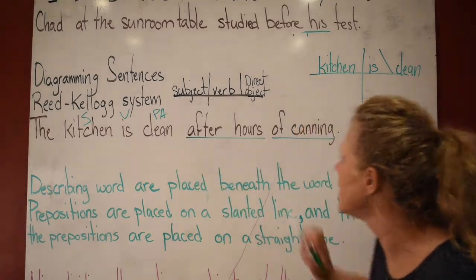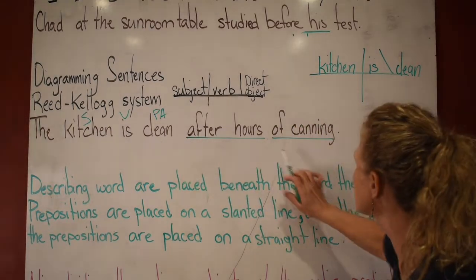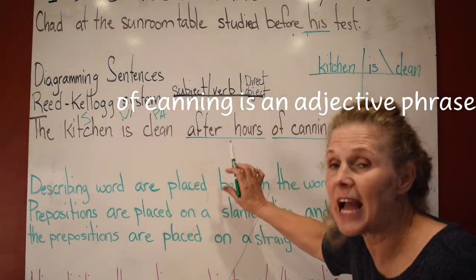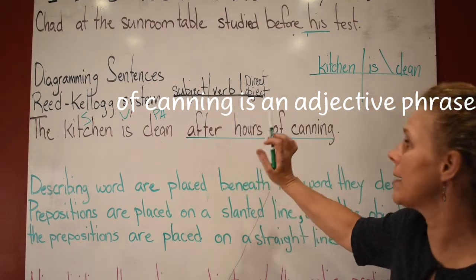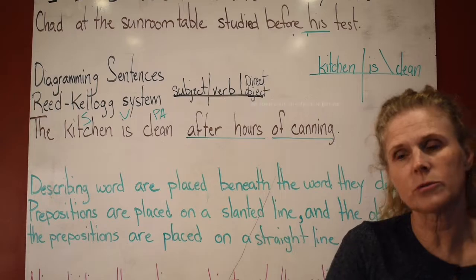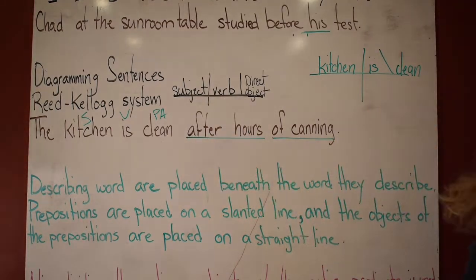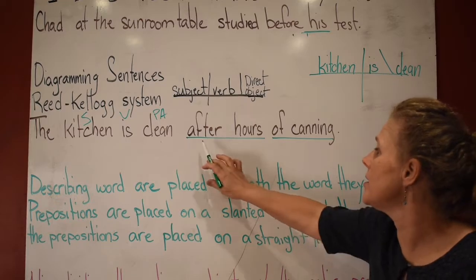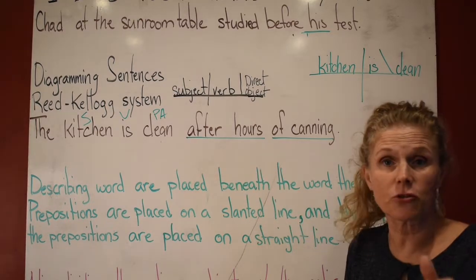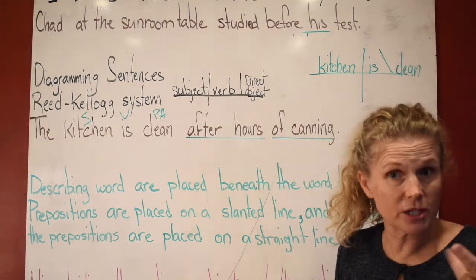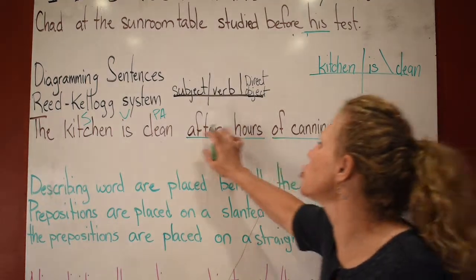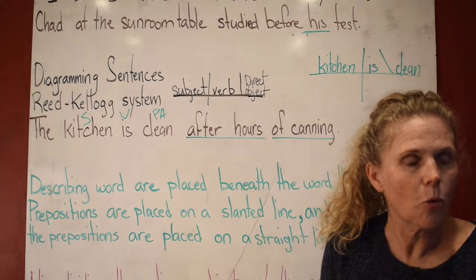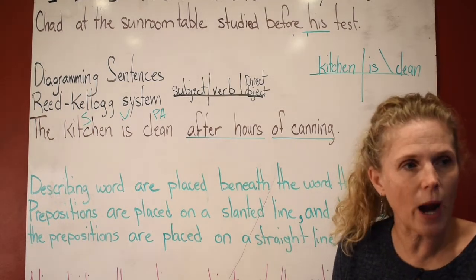This right here is an adverb phrase. This is a prepositional phrase acting as an adverb describing one of the words. After hours is describing what word? So remember, adverbs can describe verbs, adjectives, and adverbs. So these are so much harder to place. Where am I going to place it? What word is it actually describing?